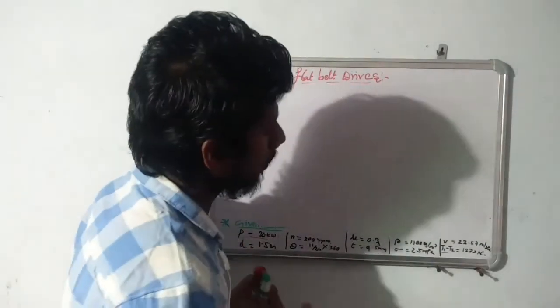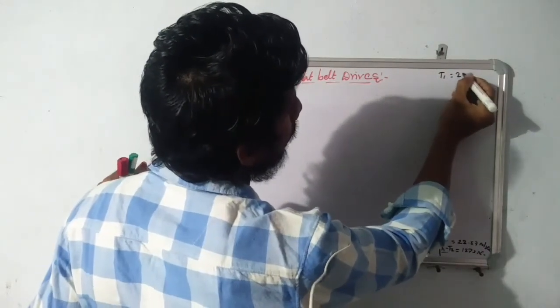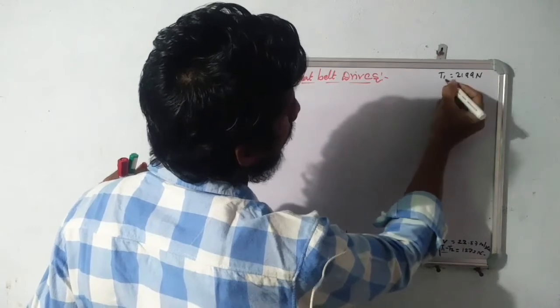So better to write down the T1 and T2 values here. What is the T1? 2199 newtons. And what about T2?